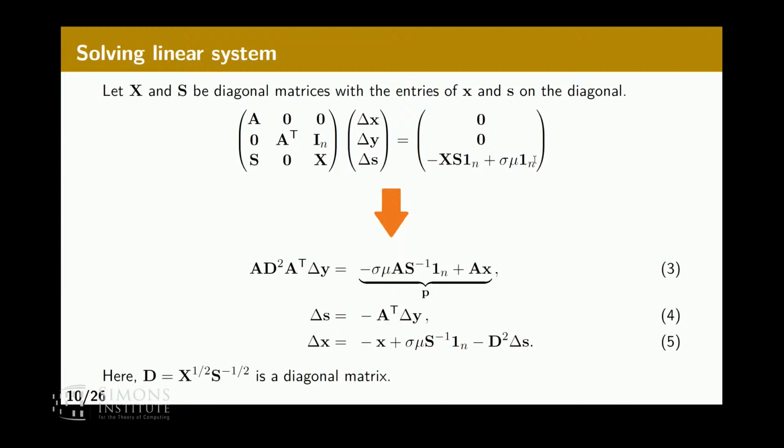This is the system you need to solve if you follow the normal equation path. You need to solve this system to get delta y. Then delta s and delta x are what we call matvecs. They are easy to compute. There is no system to solve here. You just do some matrix-vector multiplications, and that's it. So all the work is basically here. We're going to focus on this. I'm going to present an alternative approach, the augmented system approach, in a bit as well.